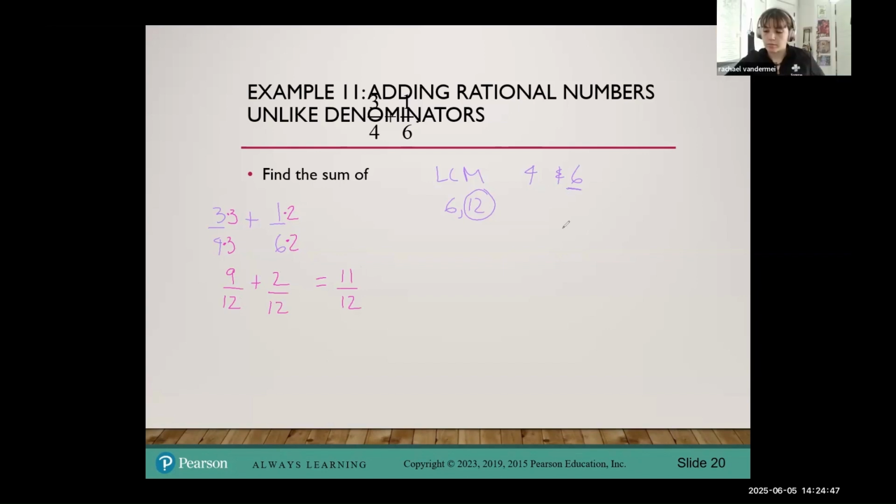So find the least common multiple. Once you've found it, figure out what you have to multiply each denominator by in order to get that multiple as your new denominator. And then make sure you multiply numerator and denominator by the same number. Then we have a common denominator and we can just add.